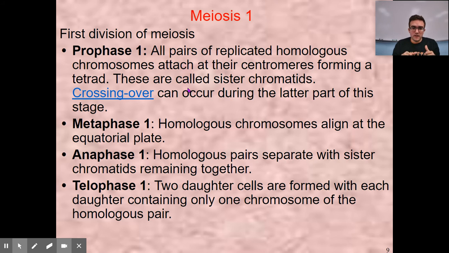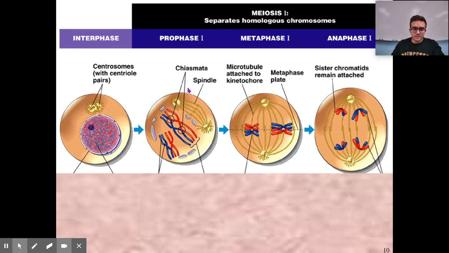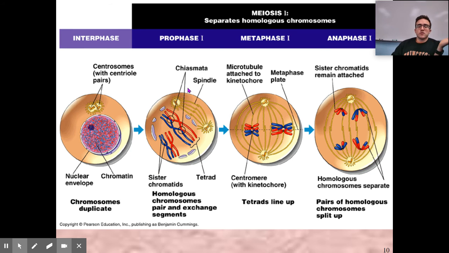The homologous pairs will line up in the middle of the cell. Anaphase 1, spindle fibers will attach to the centromeres, pull apart the homologous chromosomes. Telophase and cytokinesis 1 still occur, where then we split and we get 2 daughter cells. And then we go through meiosis 2. So this is what meiosis 1 looks like.